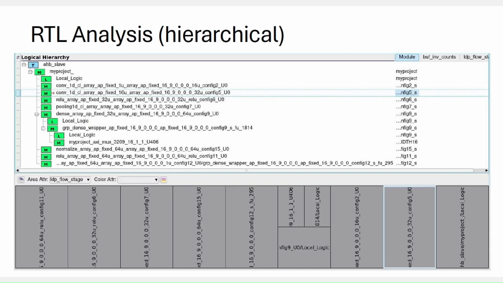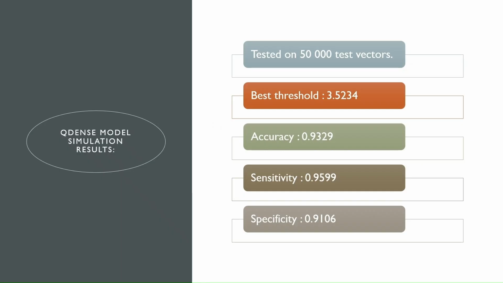And here is the RTL analysis for release candidate 2. And then we tested the QDense model on 50,000 vectors with a best threshold of 3.52. The accuracy was 93.29%, sensitivity 95.99%, and specificity 91.06%.